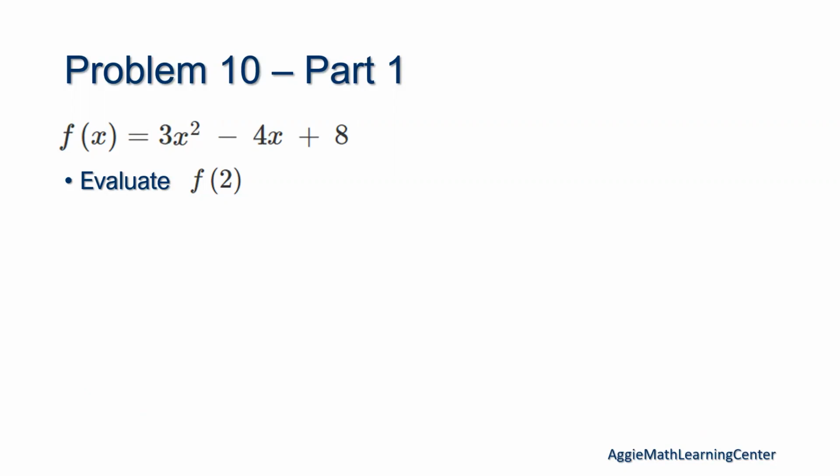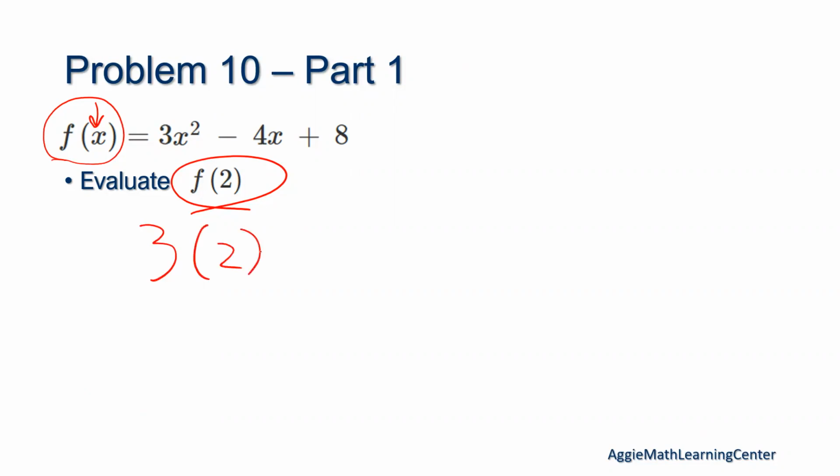Yeah. This one's not too bad. We're just evaluating. So the only thing that might mess you up is like, what does that mean? Well, you might have used a y there in high school, but now we have this other notation so that we can show when we want to plug in something for x. So if you see a number here instead of x, that means you're just going to replace x with that number. So 3 times 2 squared minus 4 times 2 plus 8.